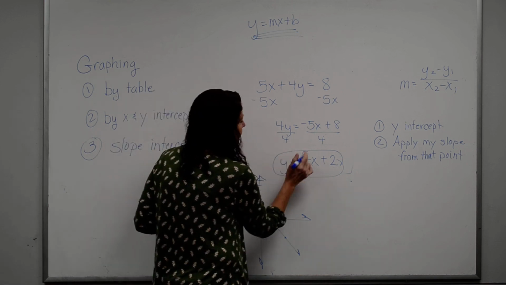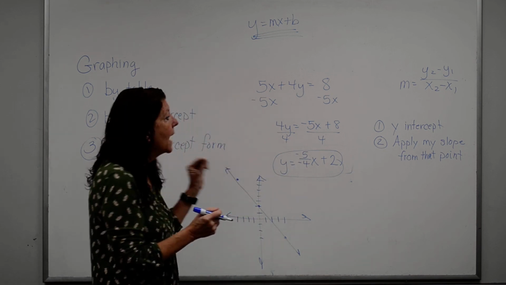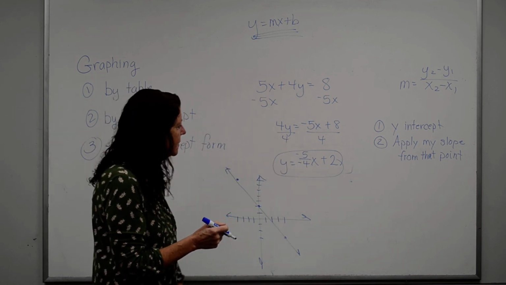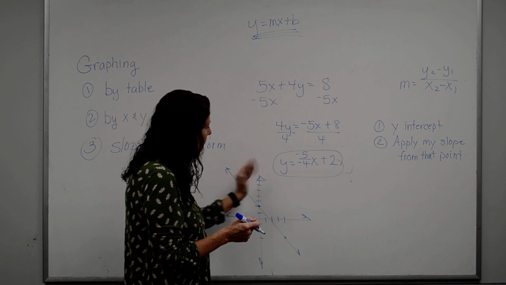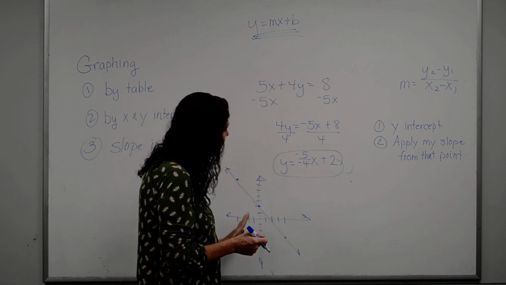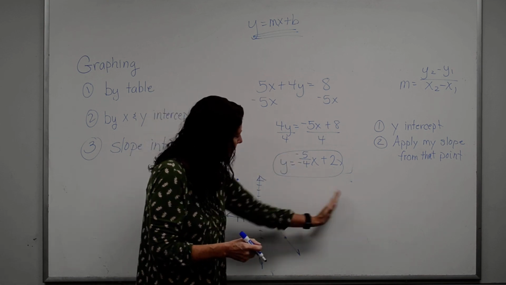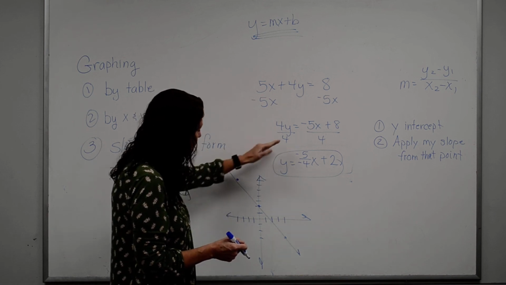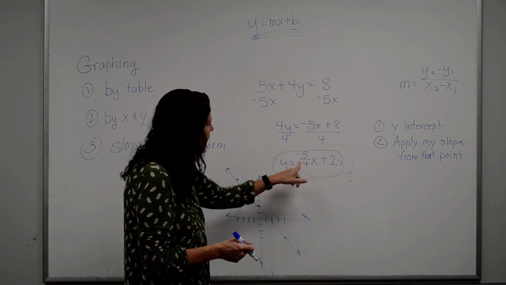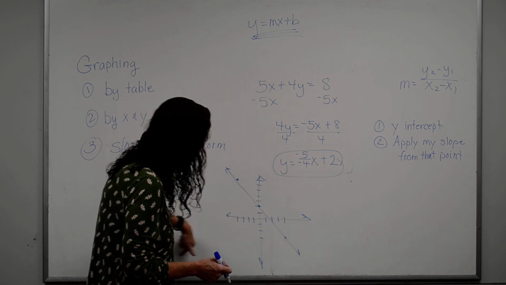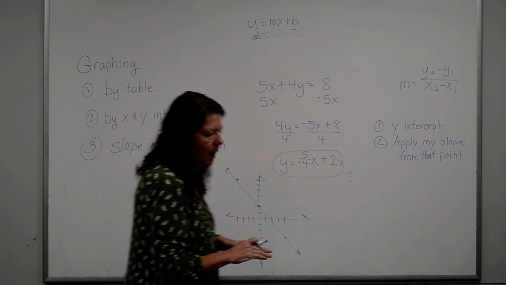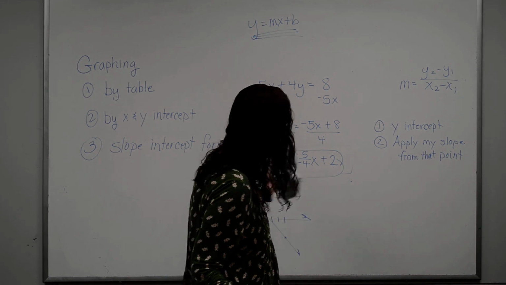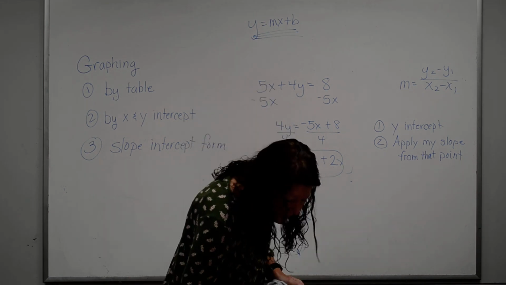But if I had a negative on both, that would make this a positive. Positive means I go up if it's on the rise. If it's positive on the run, I'm going to go to the right. If it's negative on the rise, I'm going to go down. If it's negative on the run, I'm going to go to the left. That is all the information for section 5.3.